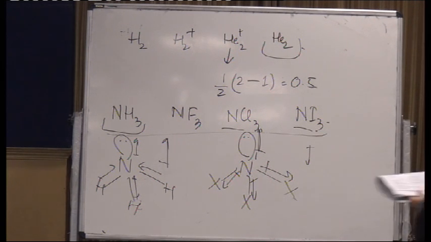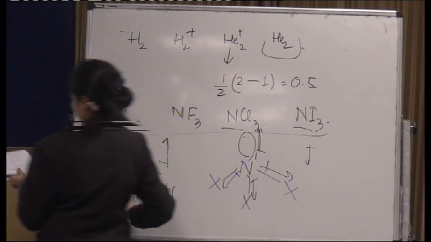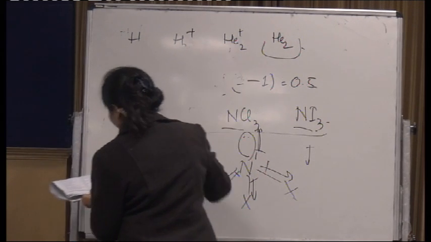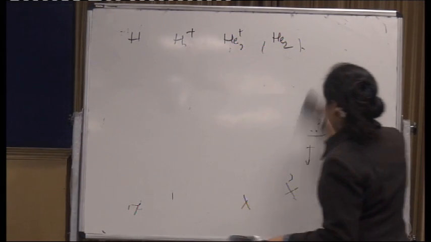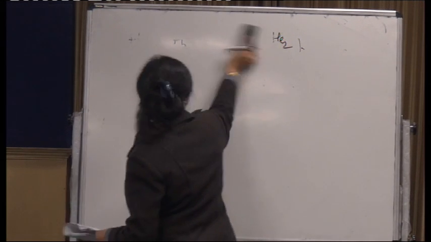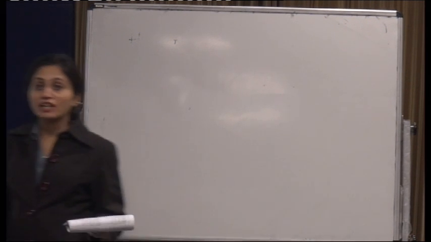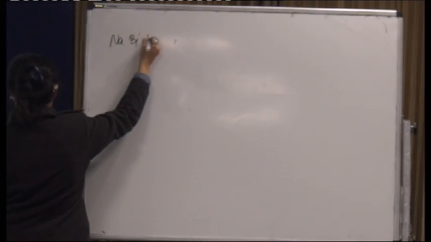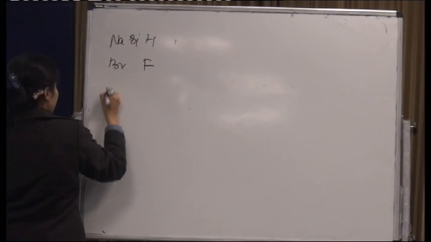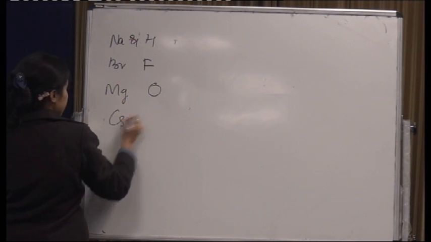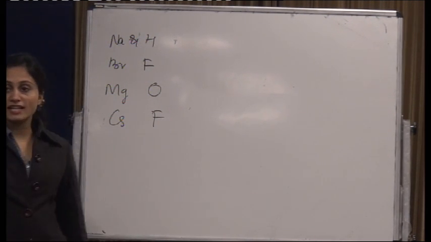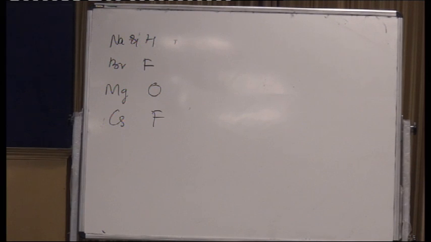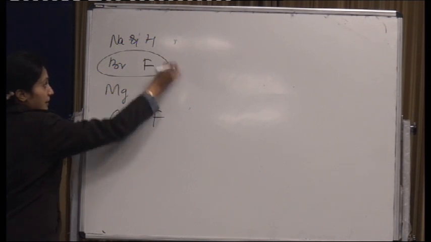Which of the following combinations is most likely to form predominantly covalent compounds? The options are Na and H, Br and F, Mg and O, Cs and F. Which of the following has majority chances of forming a covalent compound? Quickly tell me. Very good. It will be Br and F.